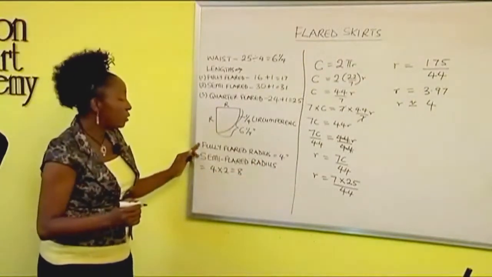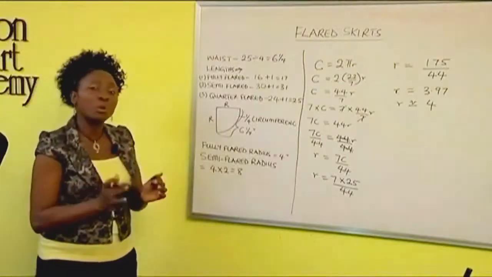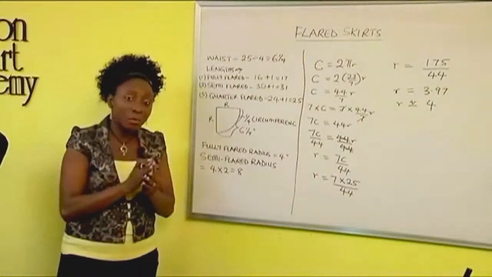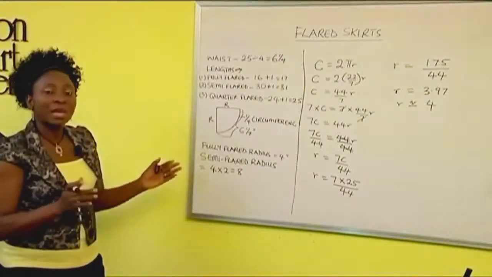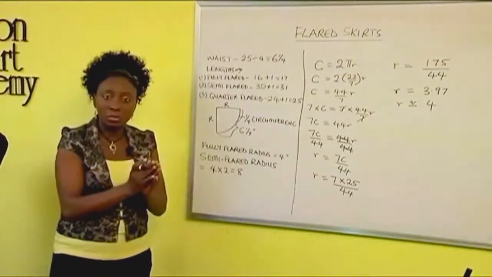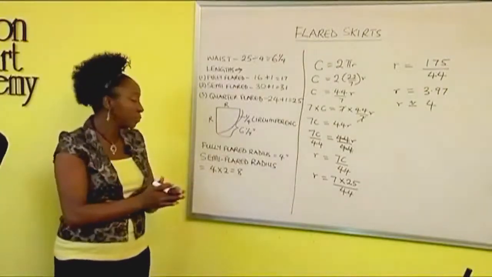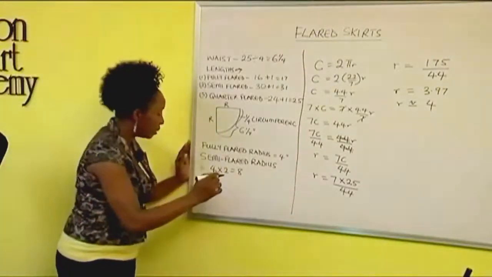Now, for my fully flared radius, I'm going to take my fabric and fold it into 4, lengthwise and widthwise. But for my semi-flared skirt, all I have to do is just fold my fabric into 2, just widthwise, that's all. Now, let's look at our quarter flared.